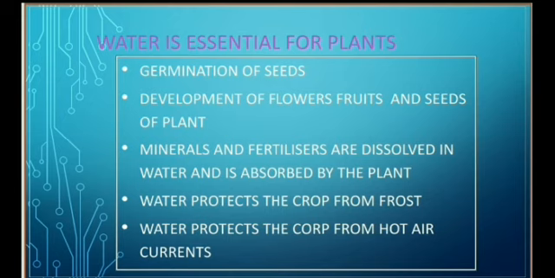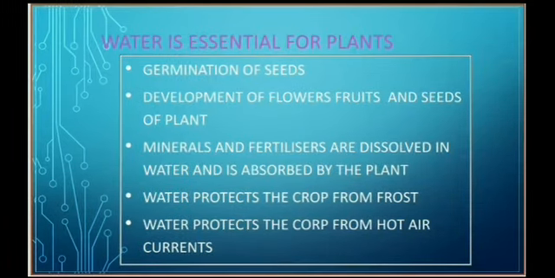Irrigation means supply of water to crops at different intervals. See, the time and frequency of irrigation varies from crop to crop, season to season, soil to soil. Means the requirement of water will vary from crop to crop. Suppose paddy requires more water and wheat requires less water. See, in rainy season, it is not required to supply the water because rainwater is sufficient for plants.